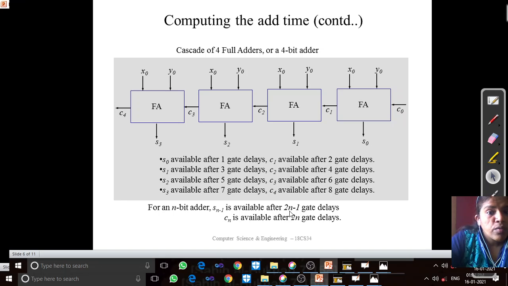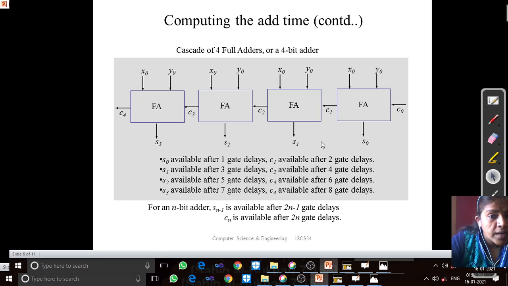Now this is a 4-bit ripple carry adder. Now we'll analyze the gate delays in this. You can see that C0 is obtained with 0 gate delay because it's the initial carry. C1 is obtained, as I just told you, with 2 gate delays. S0 is available with 1 gate delay.